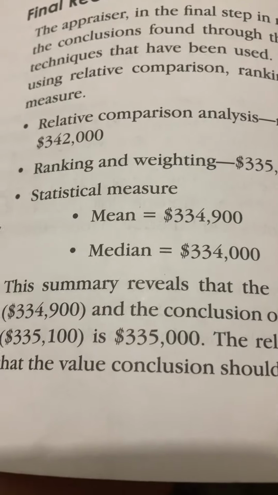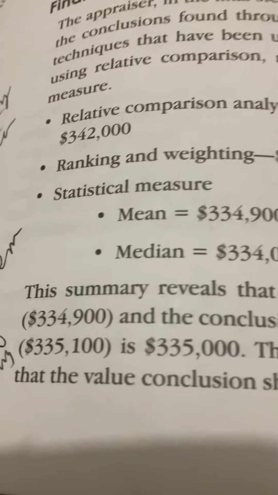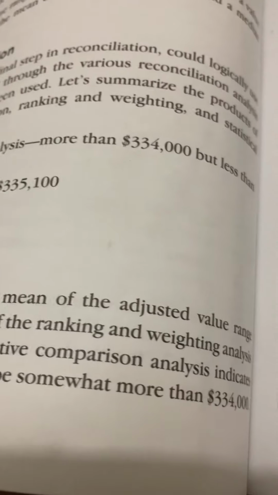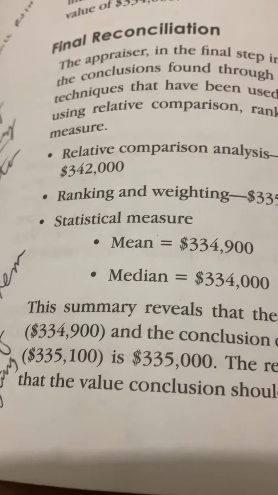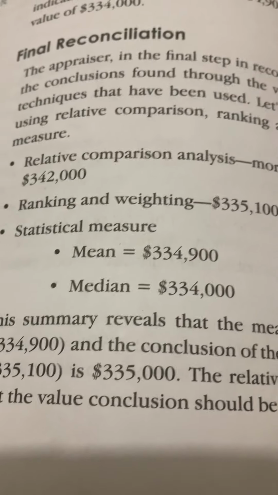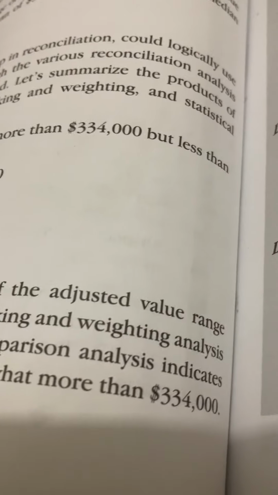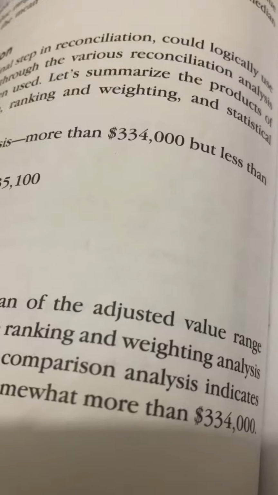This summary reveals that the mean of the adjusted value range, $334,900, and the conclusion of the ranking and weighting analysis, $335,100, is $335,000. The relative comparison analysis indicates that the value conclusion should be somewhat more than $334,000.